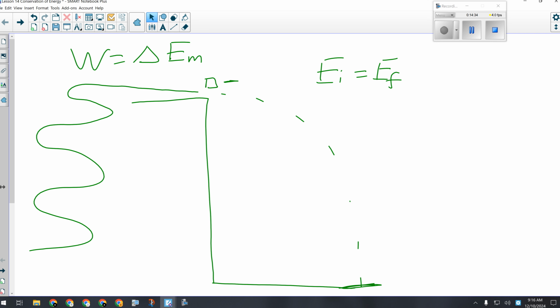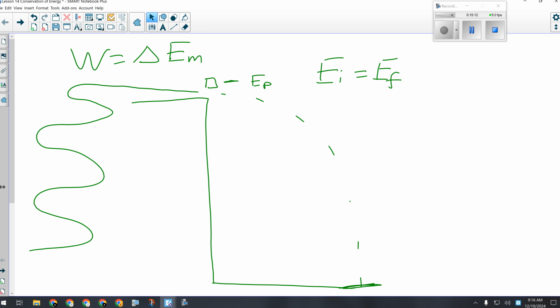How is that possible? At the top, it's all potential. What is it at the bottom? It's all kinetic. So how is it possible for it to have the same amount of mechanical energy all the way to the bottom? Well, when it's at the top, it has the same amount of potential energy that it would have as kinetic energy when falling. So its potential here equals its kinetic here? Yes. Okay, that's true.